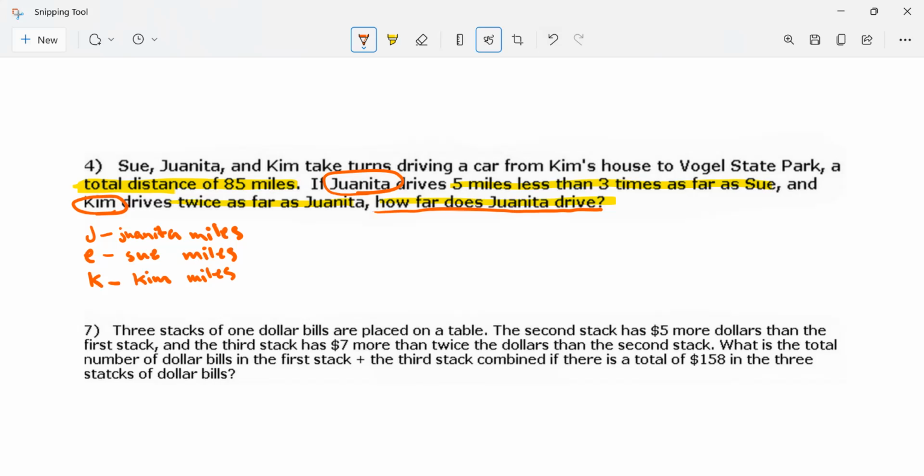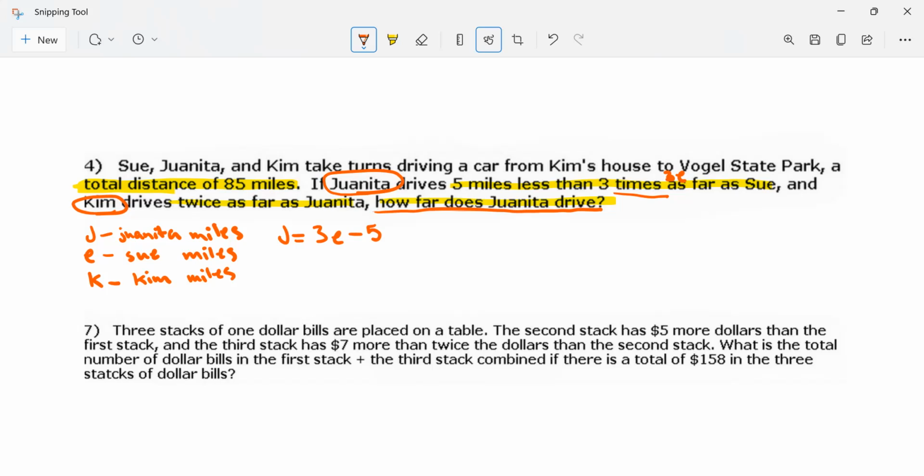Okay, and then we're going to make some equations. So we know that what Juanita drives is going to be 5 miles less than 3 times as far as Sue. So this keyword tells us we're going to multiply 3 to the amount of Sue, which is E. So this is going to be 3E. And then it says 5 miles less than 3E, so we're going to subtract 5. And now we have one equation.